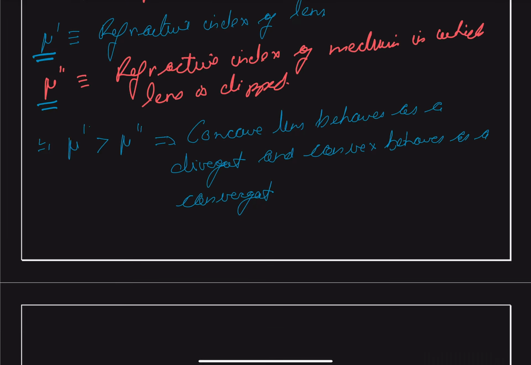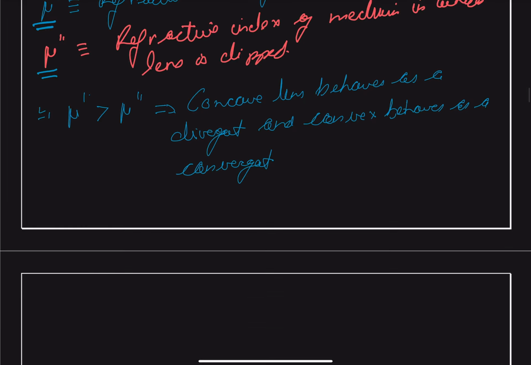Now, second condition is that our mu prime is less than our mu double prime. And the nature of the lens is going to be reversed. You can say nature of lens will be reversed.